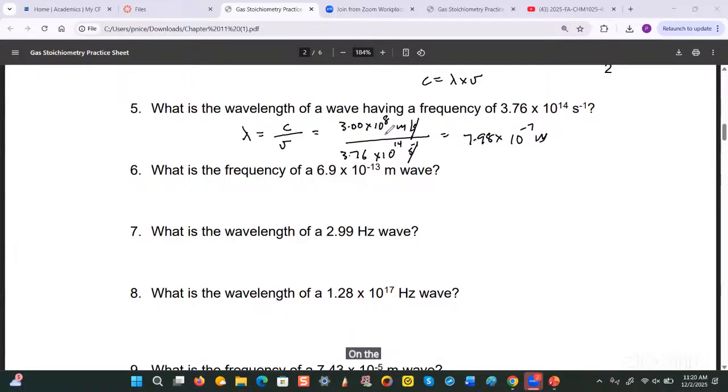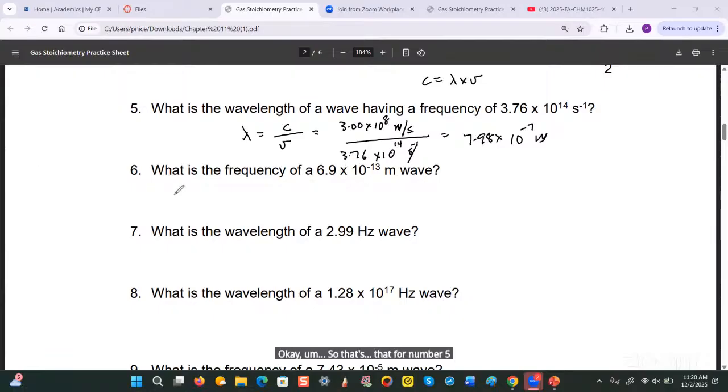On the numerator, is that m/s at the very end? Oh, no, that's m/s. Let me fix that up. You're talking about this, right? Yes, sir. Okay, so that should be m/s, meters per second. Thank you. So that's that for number 5.